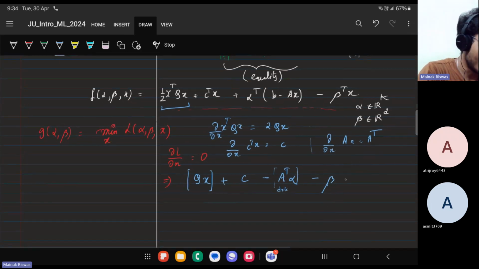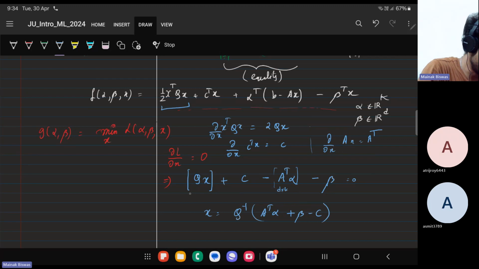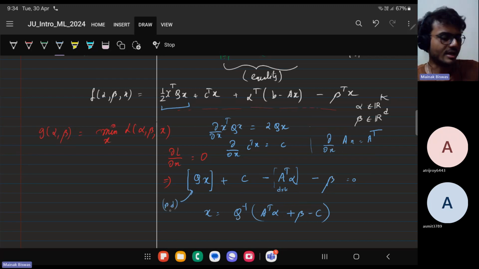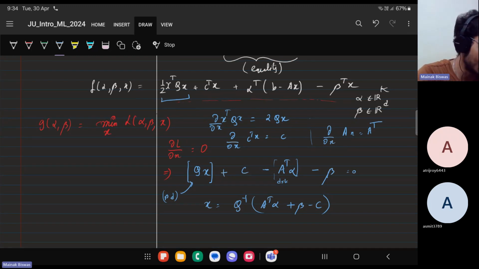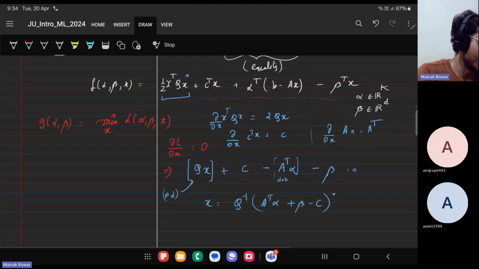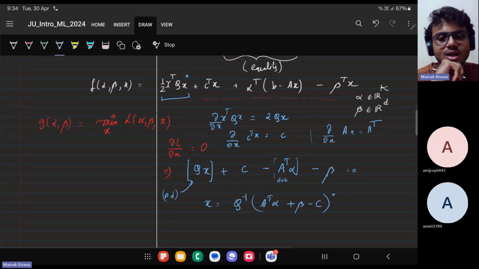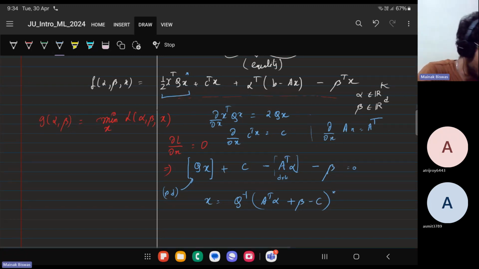Okay, so now I'll set it to 0. So what will I get X as? I'll get A transpose alpha plus beta minus C, into Q inverse. Because the inverse exists, I have told you this is a positive definite matrix, right? So now I'll just put this back in this equation and remove X. I'll get an equation in alpha and beta, right? Is it clear to everyone? So let me write it down.